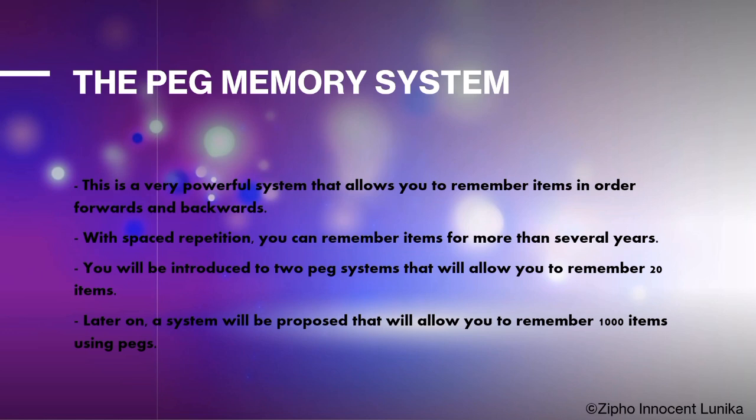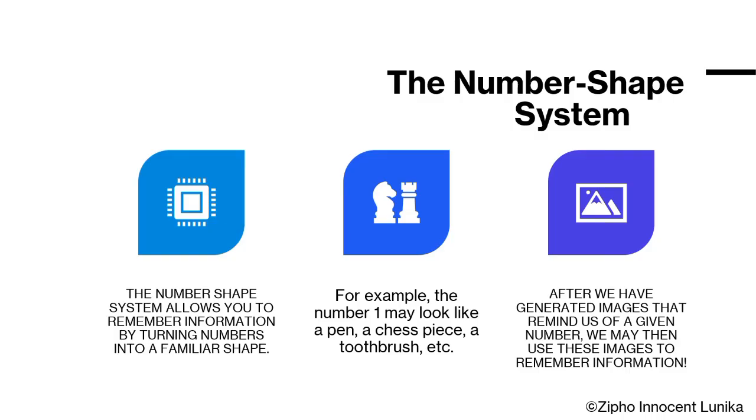You'll be introduced to two PEG systems that will allow you to remember 20 items. Later on, a system will be proposed that will allow you to remember 1,000 items using pegs. So you have to understand what a peg is, and I'll be able to demonstrate to you, hopefully, by the end of this lecture. The peg system that will be introduced is called a number-shaped system. The number-shaped system allows you to remember information by turning numbers into a familiar shape.